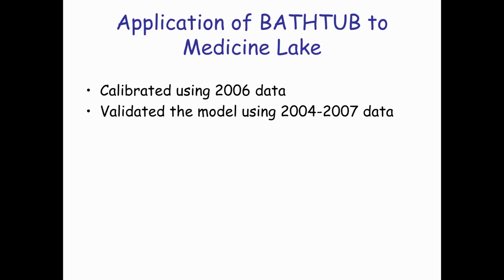The reason the model would be calibrated for just 2006 when there was little internal loading is because the internal loading component is very difficult to estimate. So by eliminating that from the 2006 model, it's possible to focus just on the watershed loading as well as the atmospheric loading.